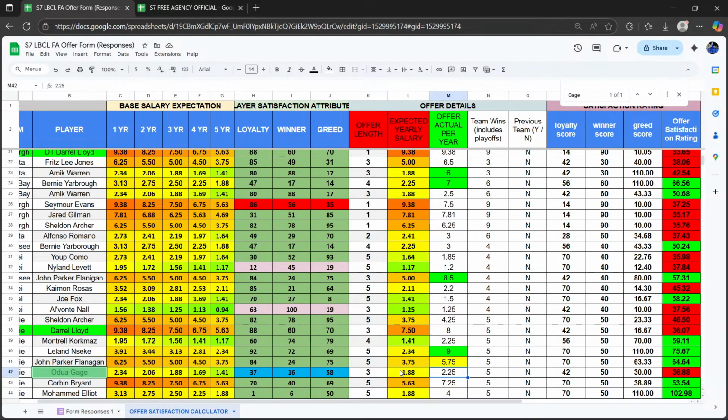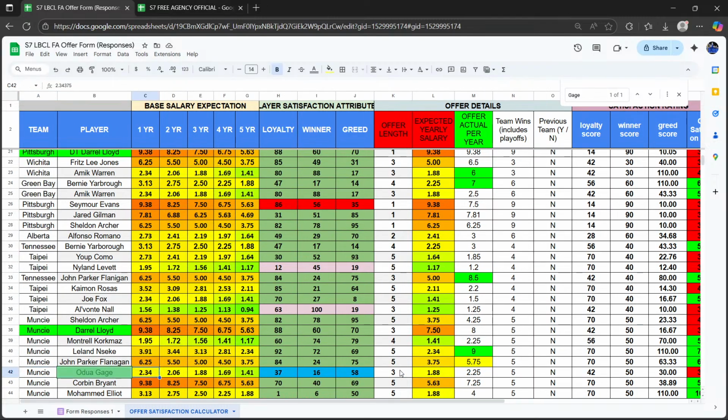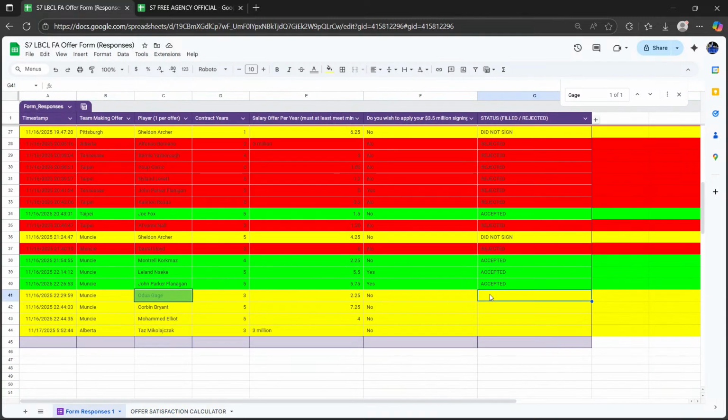They are, it's early in free agency. They are feeling their oats. They're not ready to jump at the first offer. That fades a little bit in round two, where their expectations have diminished. The same amount of money in round one will have a bigger impact in round two. But for now, Gage said no to Muncie.